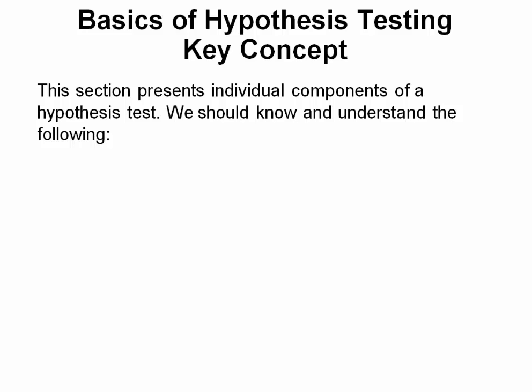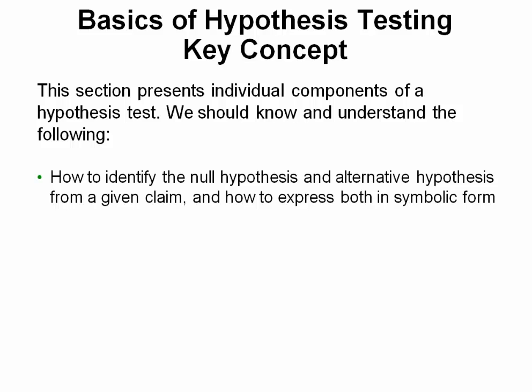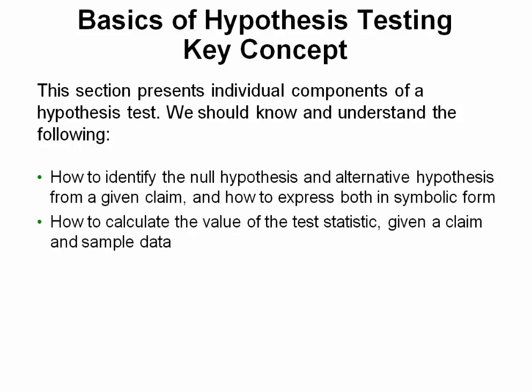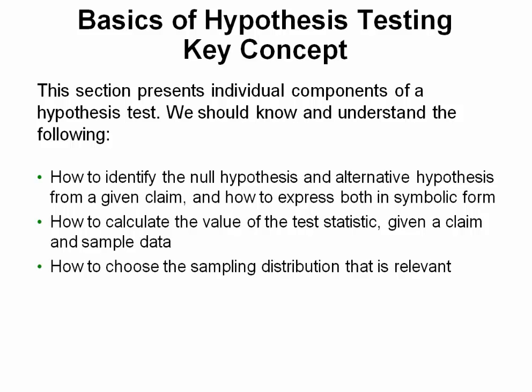Here are some basic concepts for testing an hypothesis. This is what we should understand. We should understand how to identify a null and alternative hypothesis from a given claim, and we should be able to express them in symbolic form. We should also be able to calculate the value of the test statistics, and we have done this before. We will be using some of the same equations that we have used before.